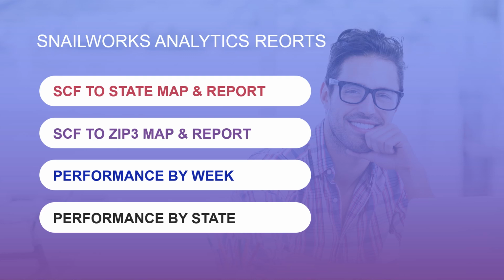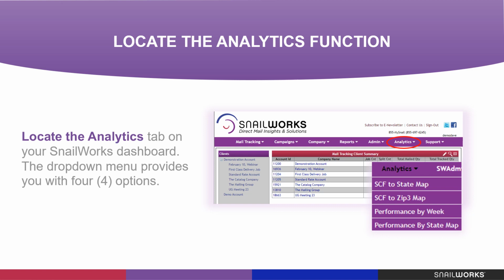The first being performance measured on a weekly basis, and the second report provides performance data state by state. Typically, users will use a combination of these reports to really make determinations about how they want to plan their mailings. To get started using the analytics tool, the user will log into the SnailWorks platform.